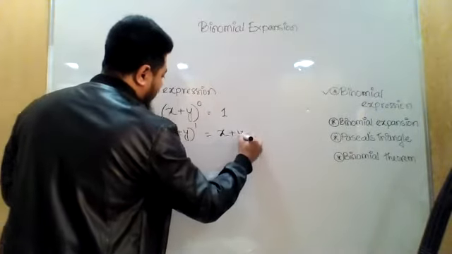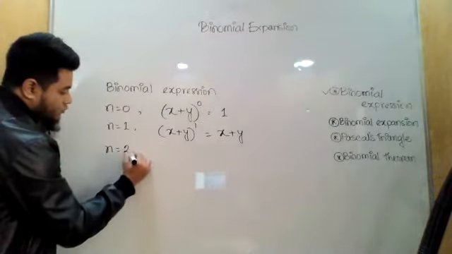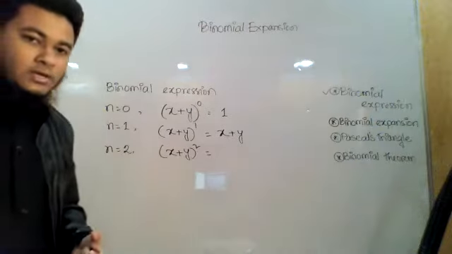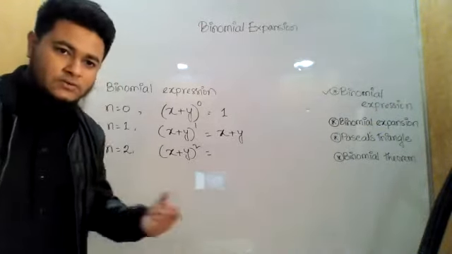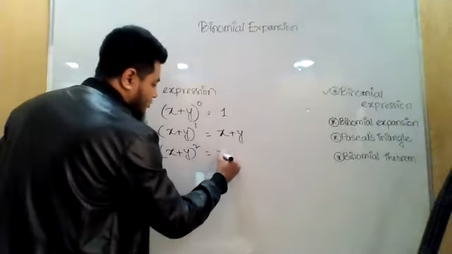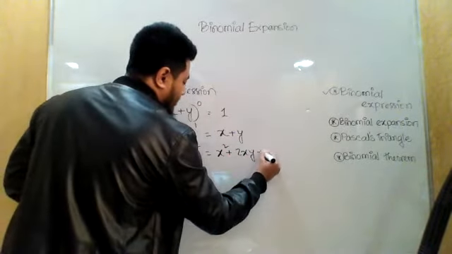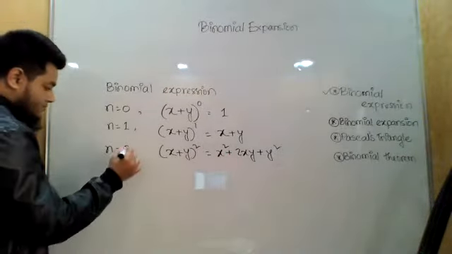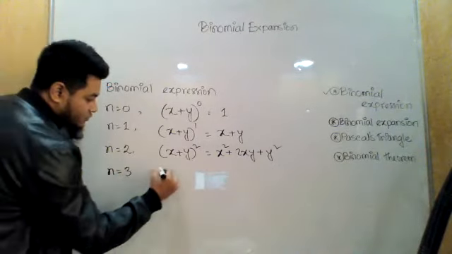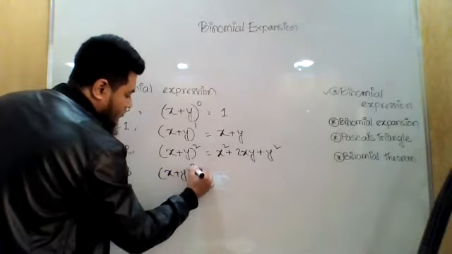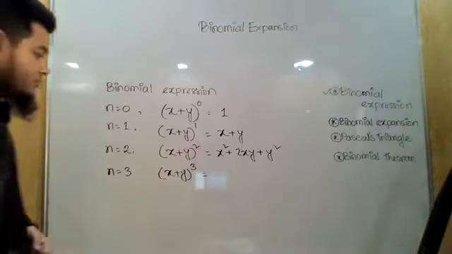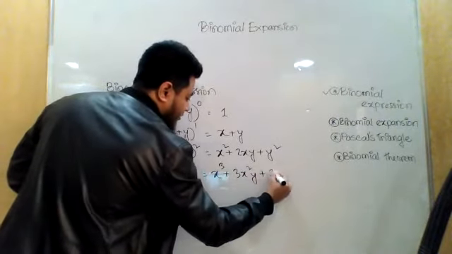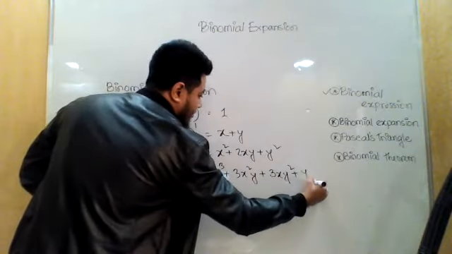X plus y. Then let us say we have n equal to 2. So it will be x plus y whole square. Now we know the formula of a plus b whole square, so using that we can expand it. So it will be x square plus 2xy plus y square, like a square plus 2ab plus b square. We already know this from grade 6. Then if n equals 3, x plus y whole to the power 3, using a plus b whole cube's formula: a cube plus 3a square b plus 3ab square plus b cube.